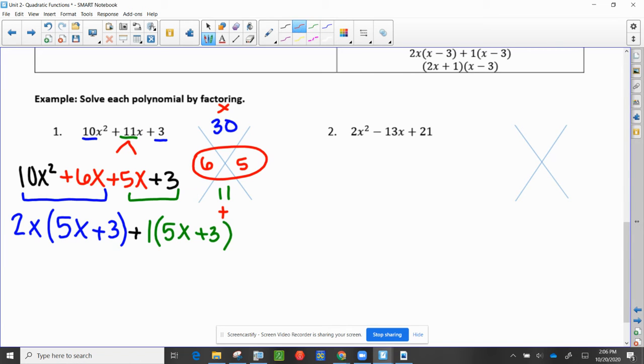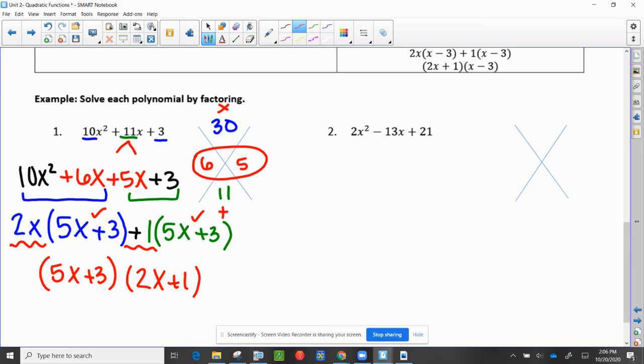But if we look at this now, our parentheses match like we want. So my parentheses match, so I'm going to bring one of those down. And then I'm going to get my loners, my outside numbers, to give me my other factor. So that's how you factor a trinomial.